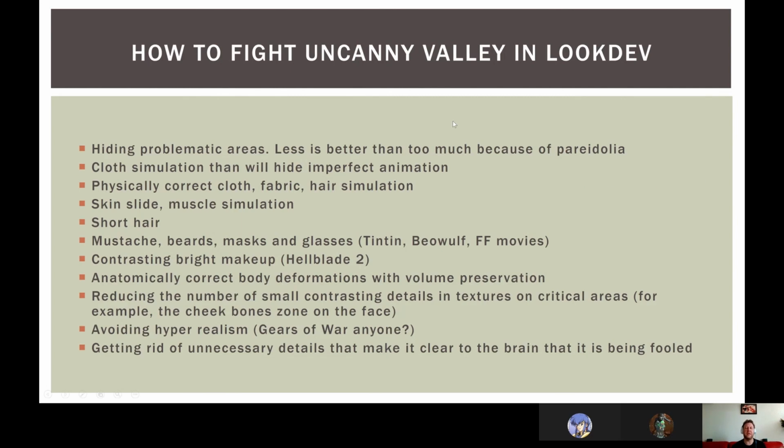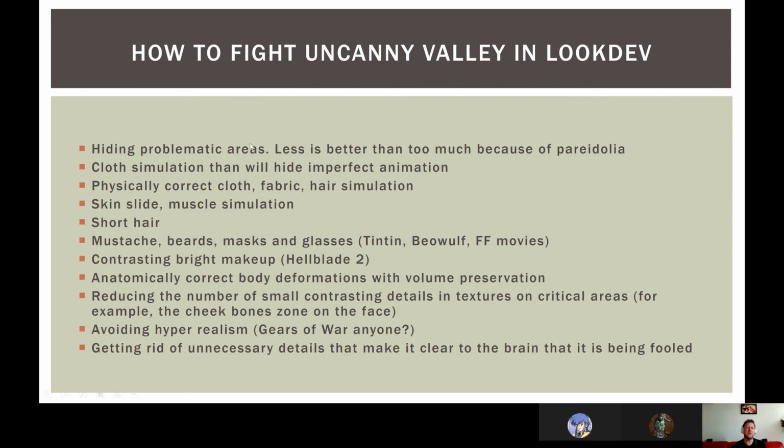So how to fight the Uncanny Valley in look dev in real life? First of all, you need to learn how to hide the problematic areas. Less is better than too much because of pareidolia. So basically, if you're hiding something, like you're meaningfully, artistically reducing the details on the textures, the black box will add the missing details on the appropriate parts of the clothing or on the skin, like all the folds. You don't need to create all the 100% folds that a real person has. You need to create a few key folds and trick the brain of the viewer that the other folds are there.